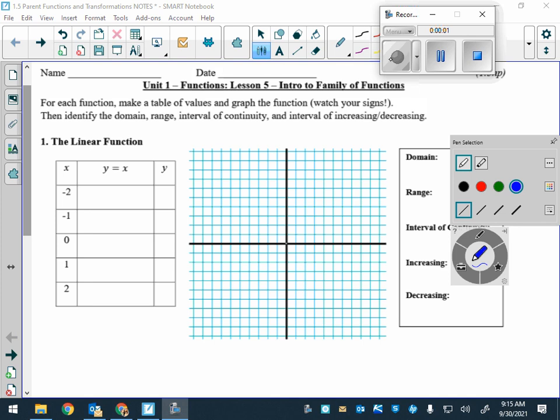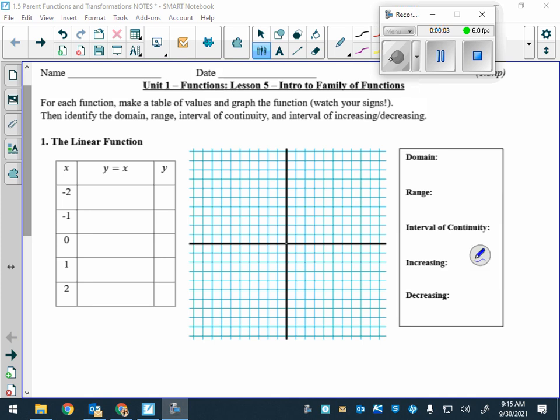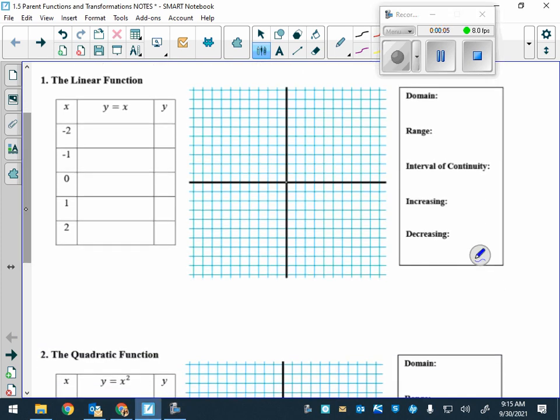is the basic one we deal with, which is our linear function. This should have been pretty straightforward. We have y equals x. Plug in -2, what do we get? -2, and then what?